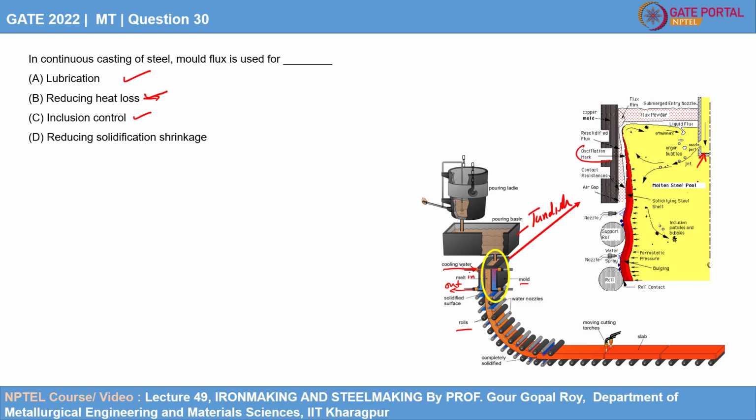So generally these are the three main applications of the mold flux in continuous casting of steel: to facilitate lubrication, to act as a thermal insulator, and to control the inclusions. It has no role to play in reducing the solidification shrinkage. So that is not a correct option.